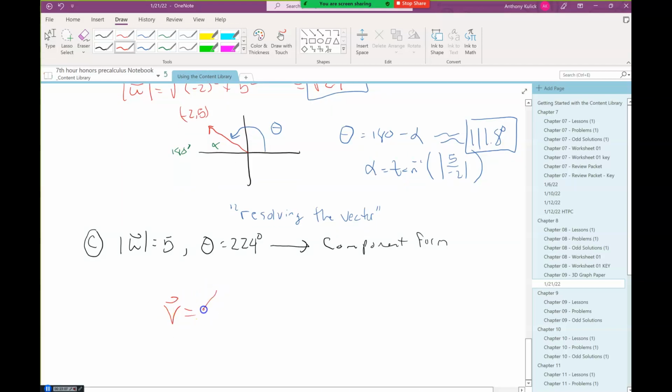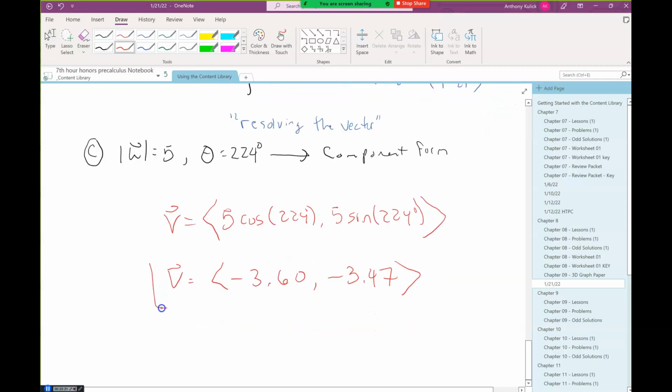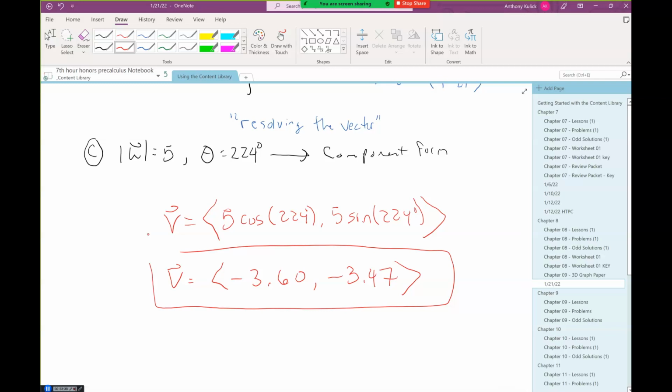But it's very easy to do. So when I type this into my calculator, I get negative 3.60 and negative 3.47. Again, basically one line of computation, right? No big deal.